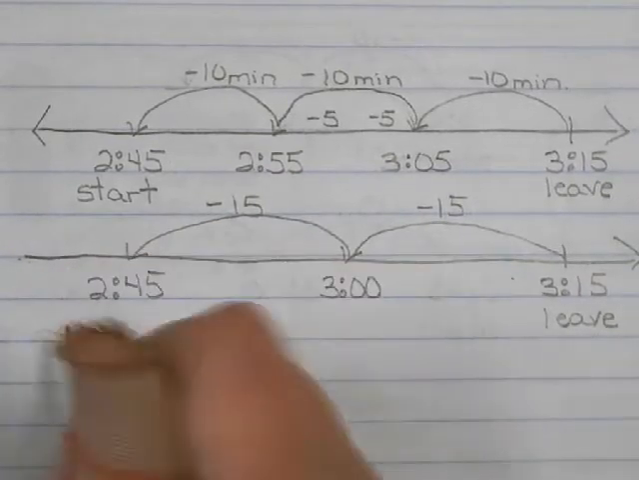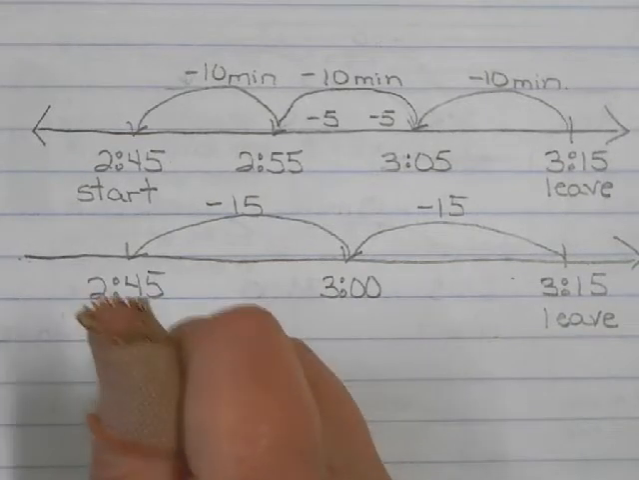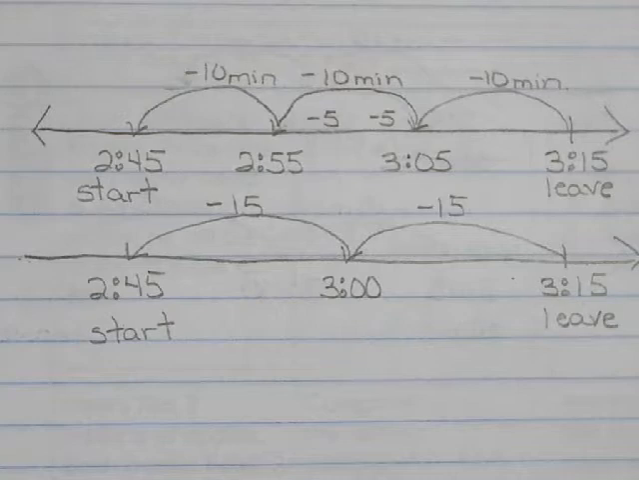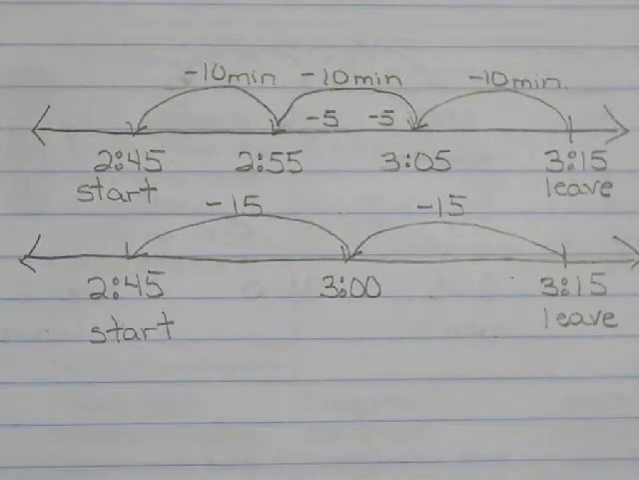So either way, this is going to give us the same start time, we're just doing it in a different way. You could also count back by fives, which would mean that we'd have 6 jumps or 6 intervals of 5 minutes, and it still should take us to the 2:45 mark.